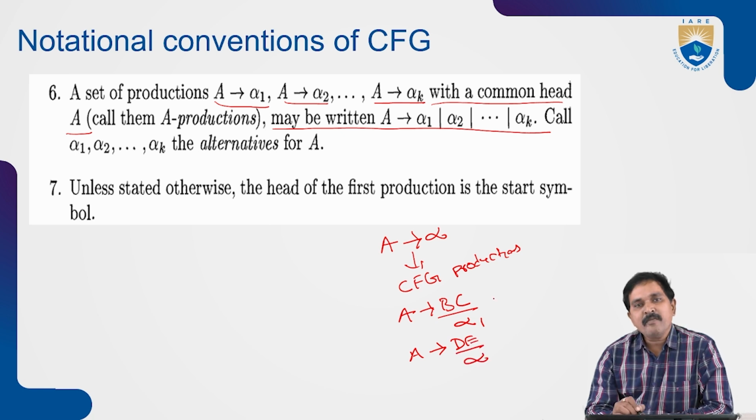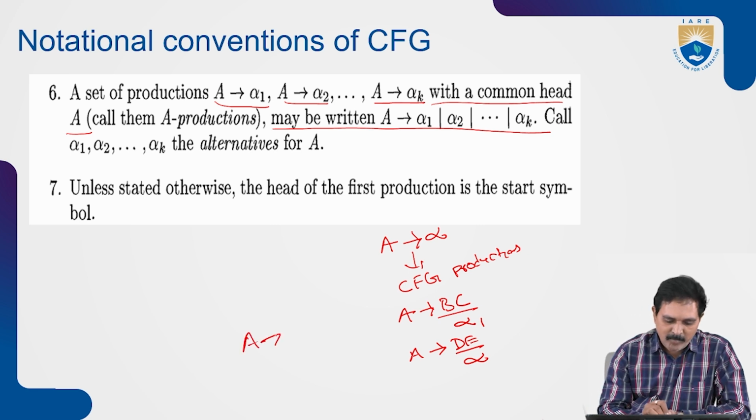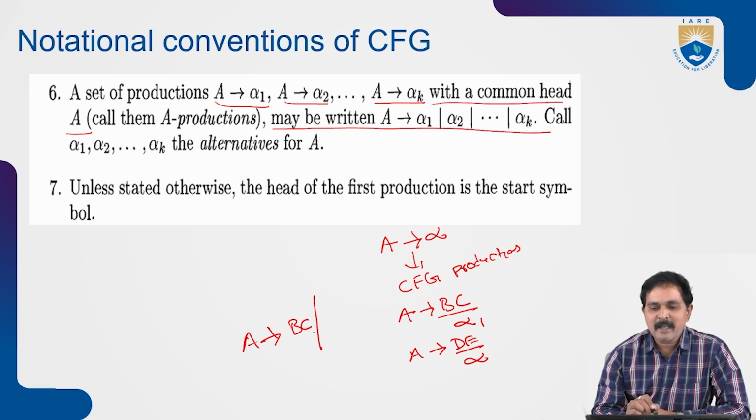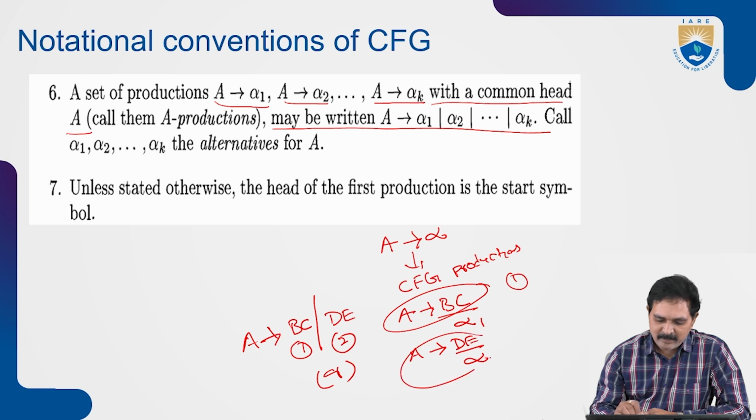Instead of representing the two different productions separately, another alternative idea is A implies BC, then the alternative symbol, the slash symbol, and then DE. The meaning is that two productions are there. You can write this kind of representation, A implies BC slash DE, or you can write them separately also. A implies BC is the first production, A implies DE is the second production.